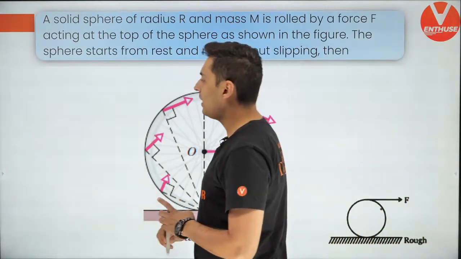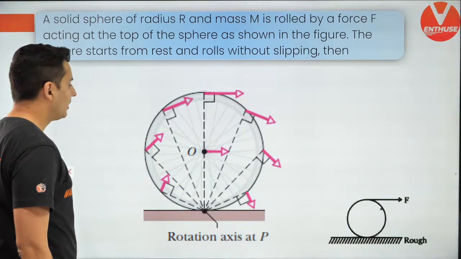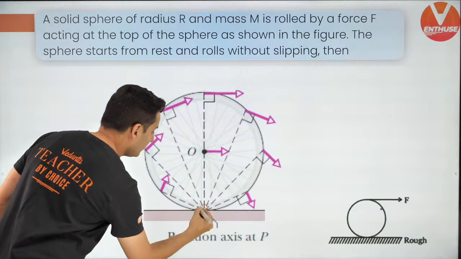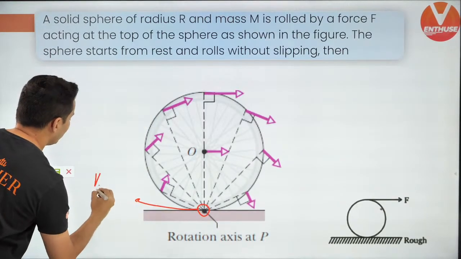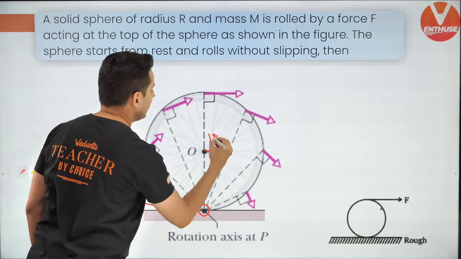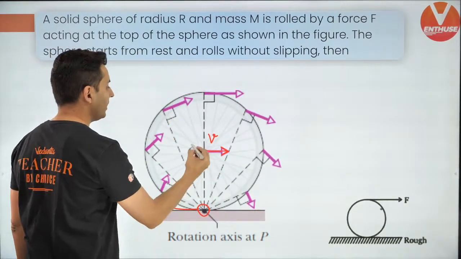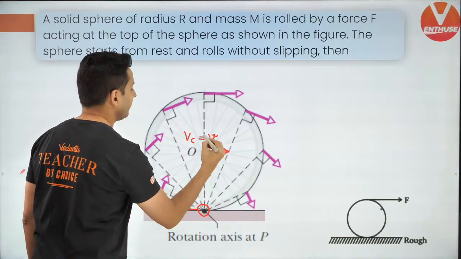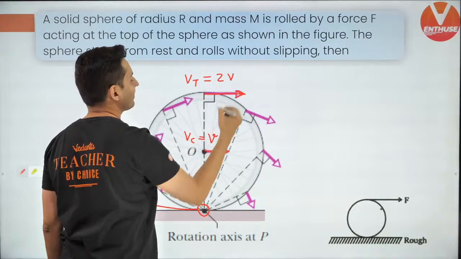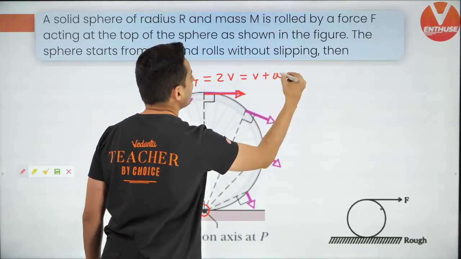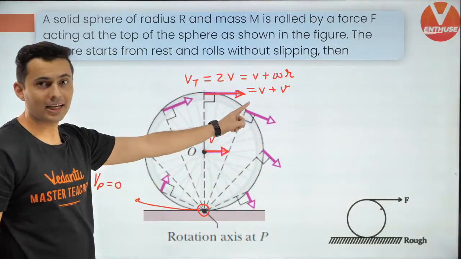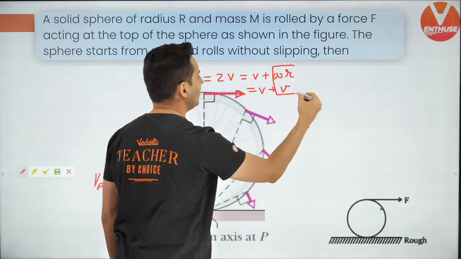Now remember, I have told you this in rolling motion, that this bottommost point, the point of contact, this point has 0 velocity. This center which is there, if it has velocity v, then this is the velocity of the center. Then the velocity at the topmost point, keep in mind, is always 2v, because it is v plus omega r, and remember omega r itself is v, because it is rolling. That's why omega r is also equal to v.